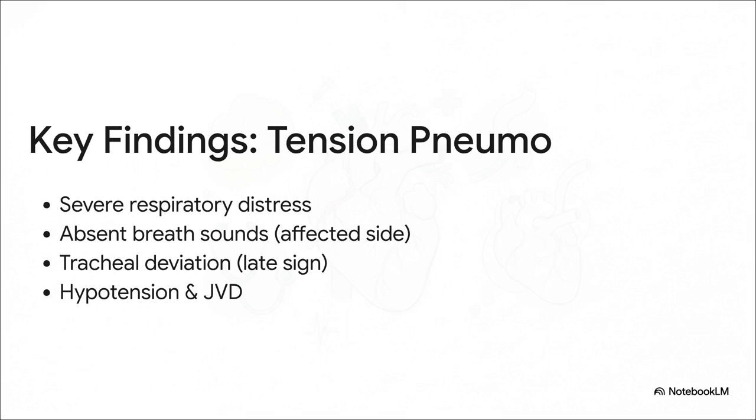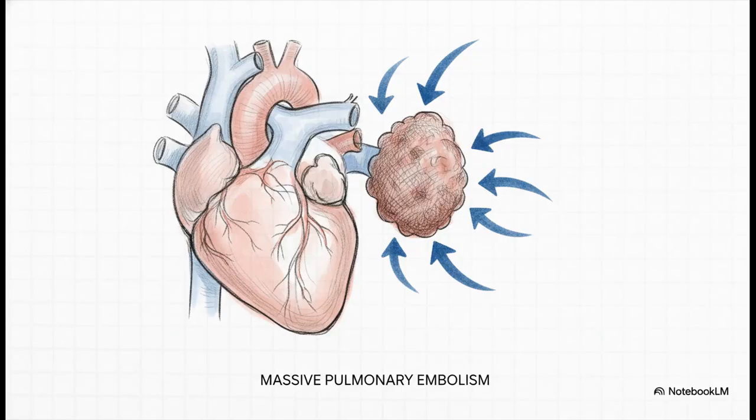And if it's really bad, you might even see the trachea physically pushed to one side. That's a super late and very, very bad sign. And our third major cause is a massive pulmonary embolism, or a PE.